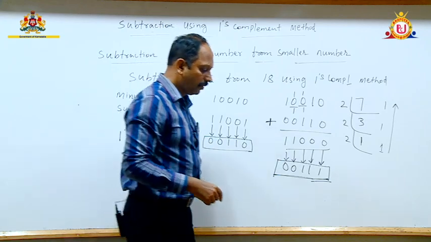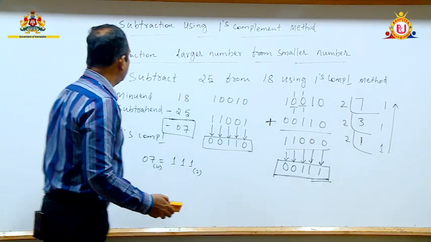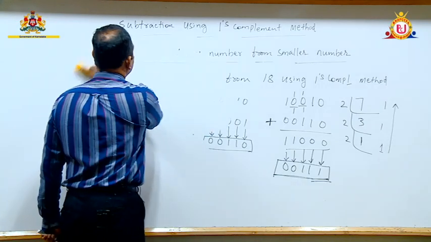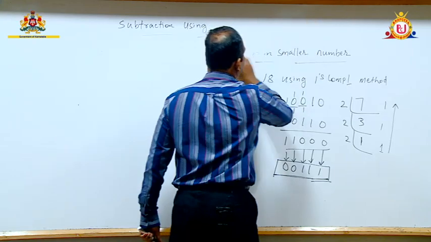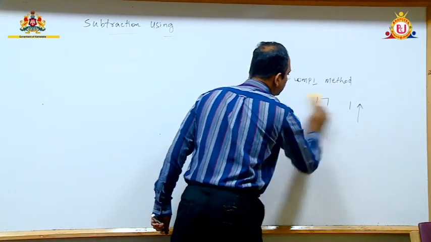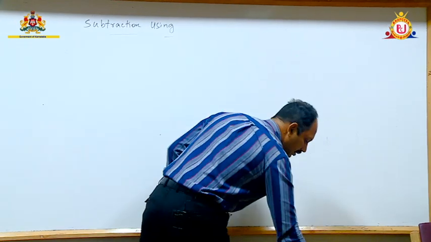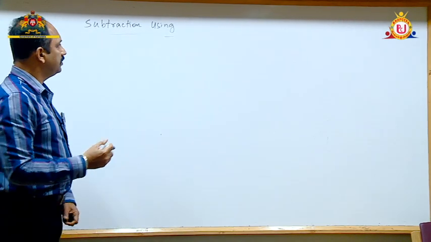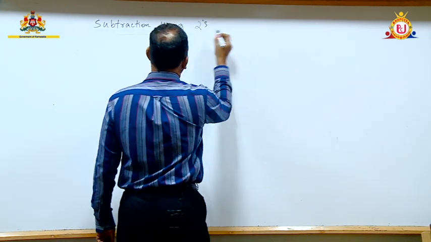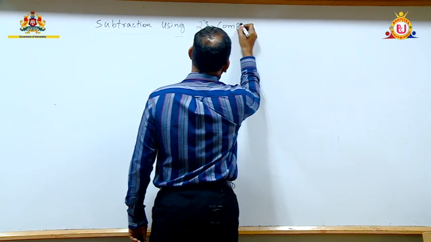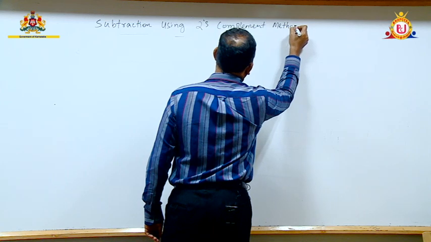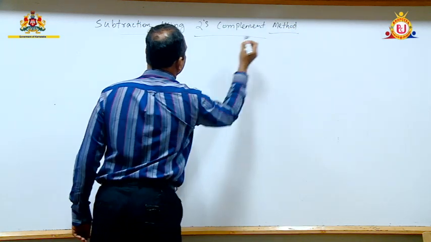So, let us move on to another method, that is subtraction using the 2's complement method. After learning subtraction using the 1's complement method, let us learn subtraction using the 2's complement method.